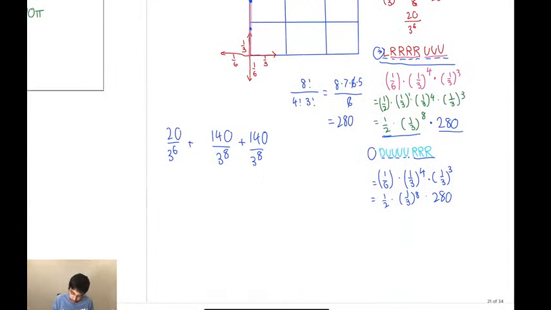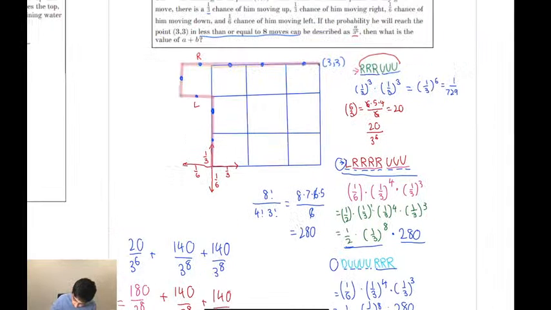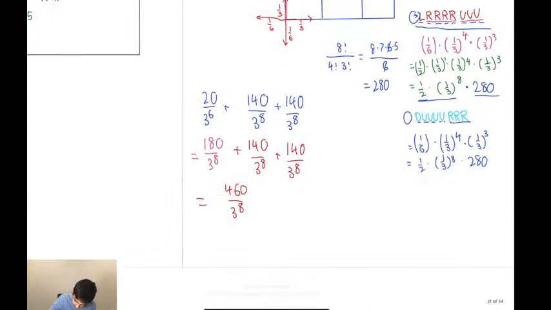Okay, so again, continuing on with our calculations here, we have 20 over 3 to the 6 equal to 20 times 9 over 3 to the 8. So 180 over 3 to the 8, plus 140 over 3 to the 8, plus again 140 over 3 to the 8. And adding these all up, we get, well, 180 plus 140 is 320, 320 plus 140 is 460, so 460 over 3 to the 8. Meaning our answer, well, we want 8 over 3 to the b, so 460 plus 8 equals 468. And that's your answer. Nice.